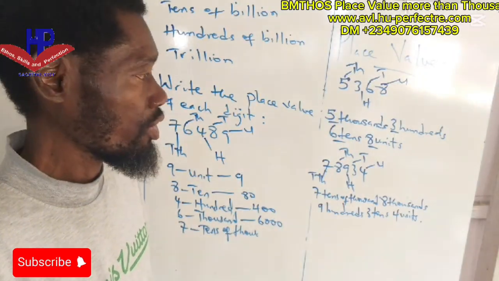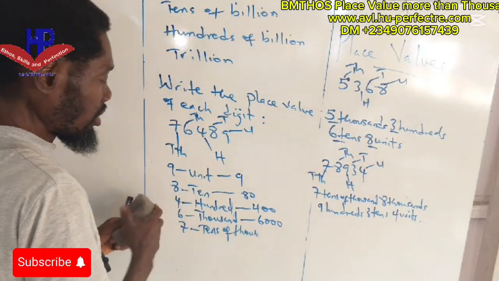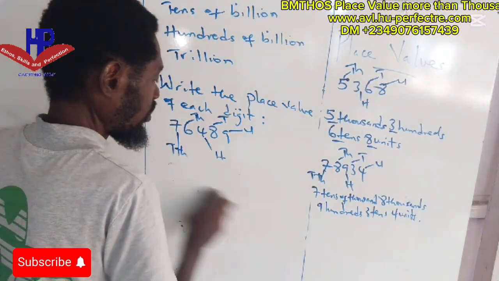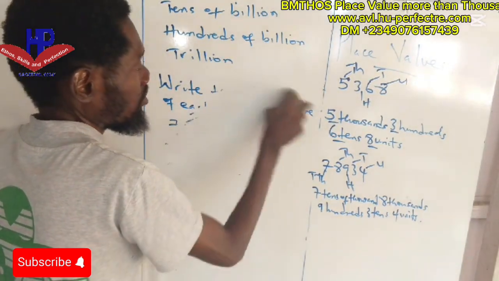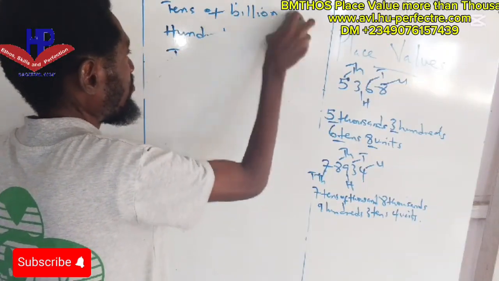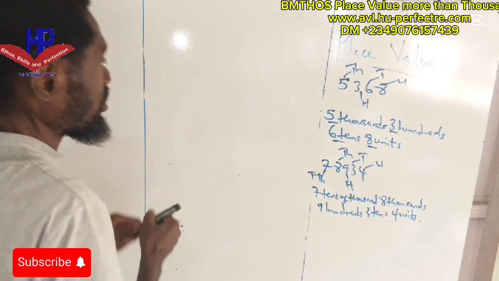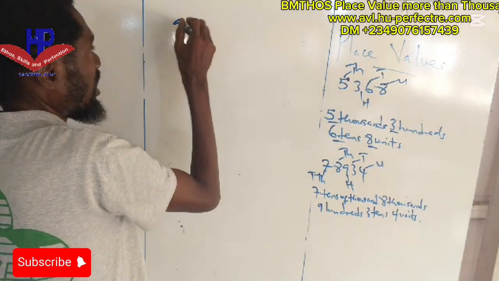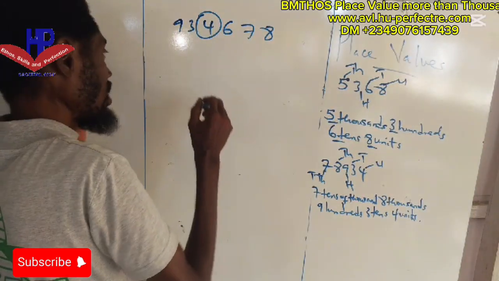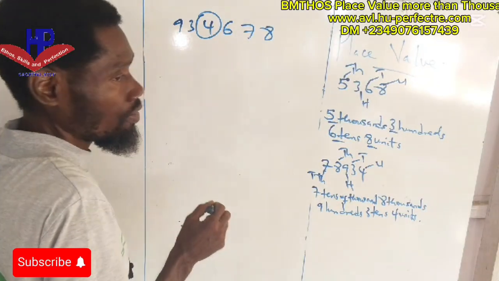Should you be asked to write the place value alone of given numbers, this is how you go about it. Unit, tens, 100. So take note of all this I'm doing on the board here. We are still on place value. Should you be asked to write the place value of specified or circled numbers, for example, you're given 934678 and 4 is circled, write the place value of the circled number.